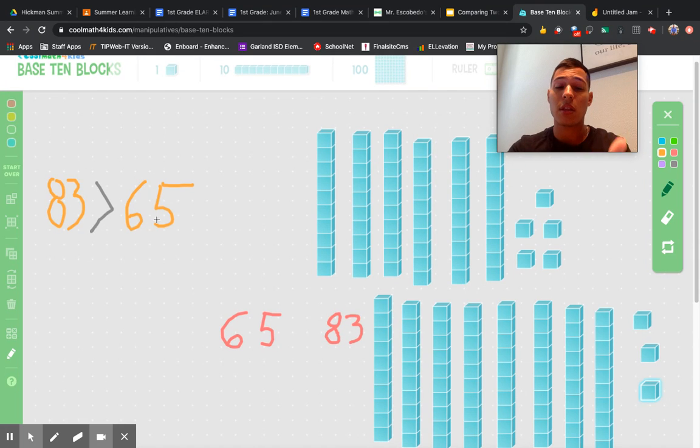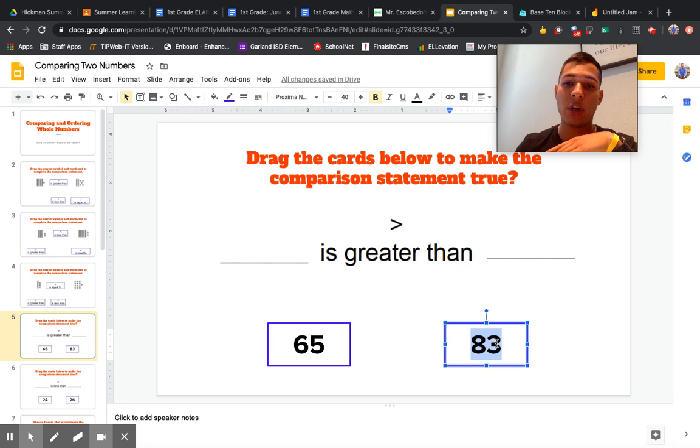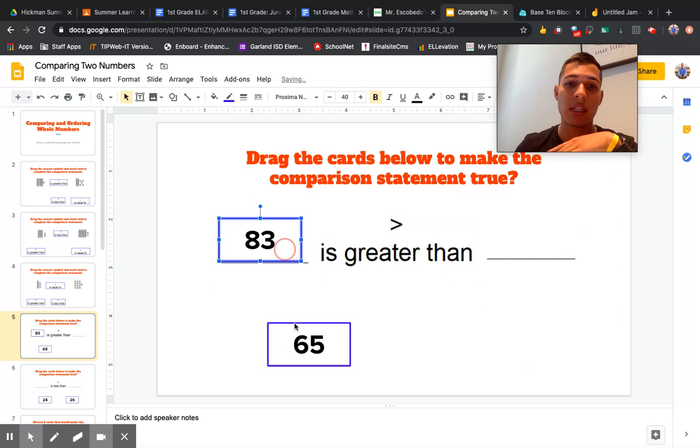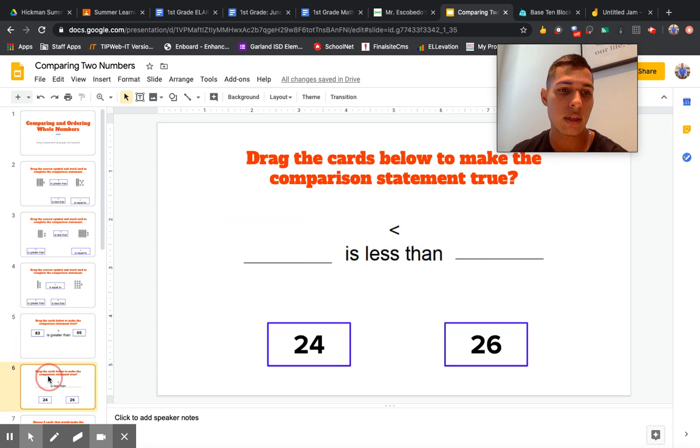So it gave us our symbol, right? It gave us the arrow. Let me go back to this. It gave us our greater than symbol, and then it gave us our is greater than statement. So we know that 83 is bigger. We're going to go ahead and take 83 and place it here. We're going to take 65 and place it here because we know 83 is greater than 65. 83 is a bigger number than 65, right? That's all we're saying. We're just saying it different ways, guys.